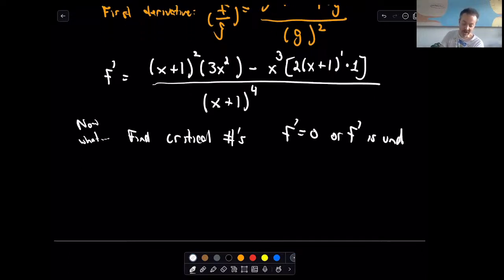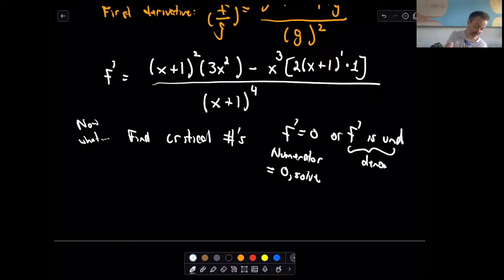So we want to figure out critical numbers. To figure out where the derivative equals 0, we take the numerator and set it equal to 0 and solve. To figure out where the derivative is undefined, you do the same thing, but with the denominator. So take the denominator, set it equal to 0, and solve.